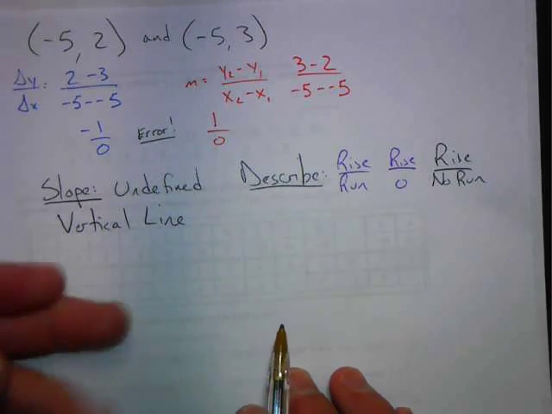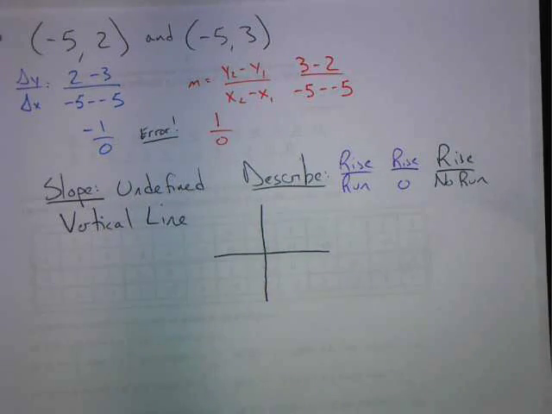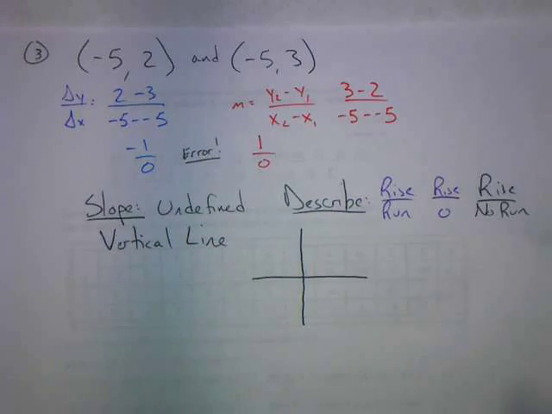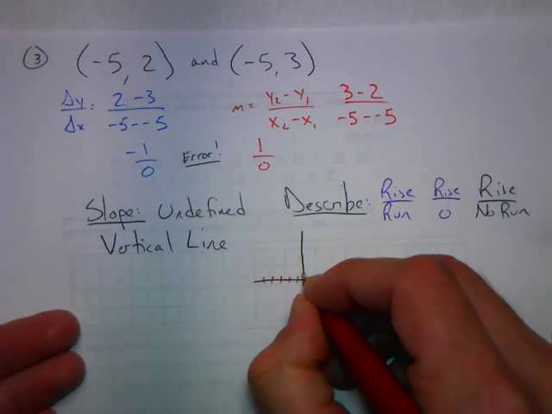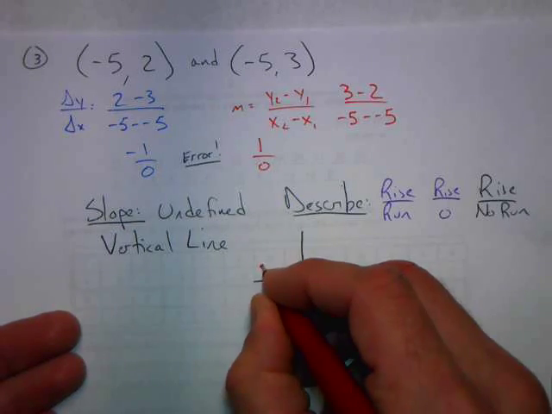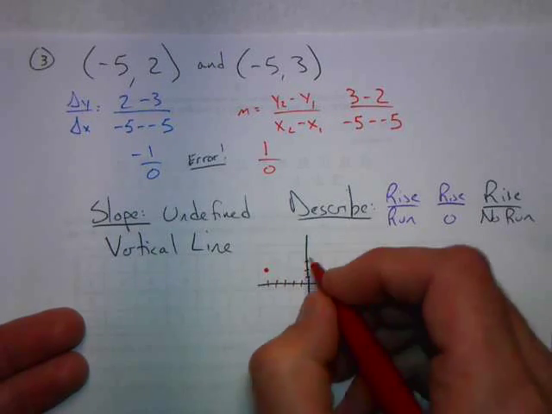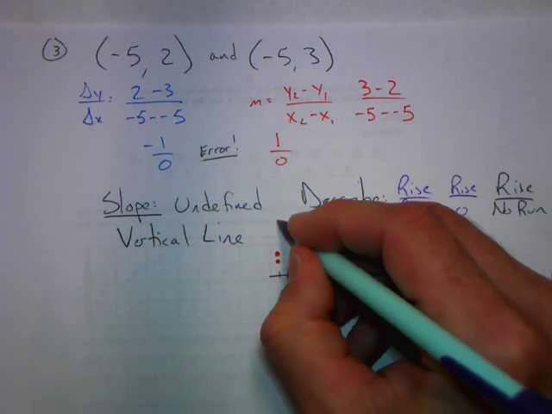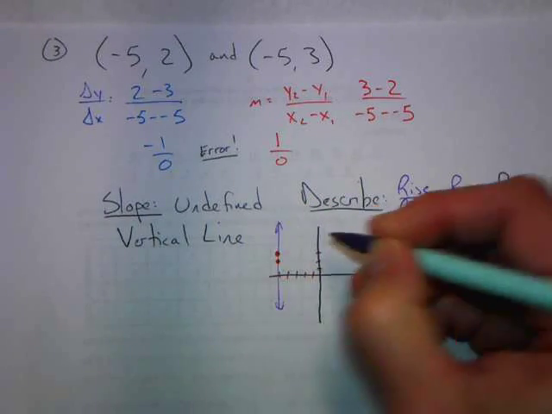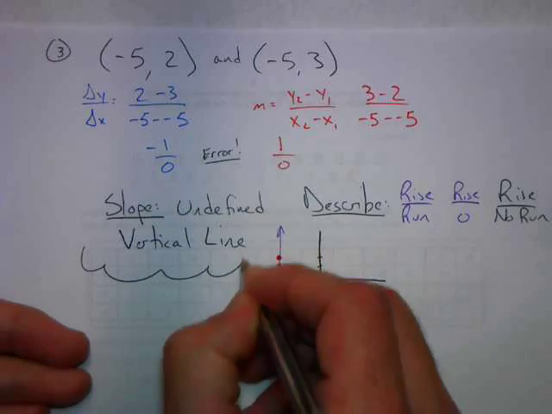And again, if you don't believe me, let's graph it. Let's graph these two ordered pairs, see what we would come up with. Okay, in the first ordered pair, we have -5, 2: -1, -2, -3, -4, -5, and then up 2. There's our point there. And then we have -5, 3. Here's -5, there was 2, so here's 3. -5, 3 is here. What kind of line does that make? That makes a vertical line. So if the slope is undefined, 0 at the bottom, we have a vertical line, and that's how you can describe it.